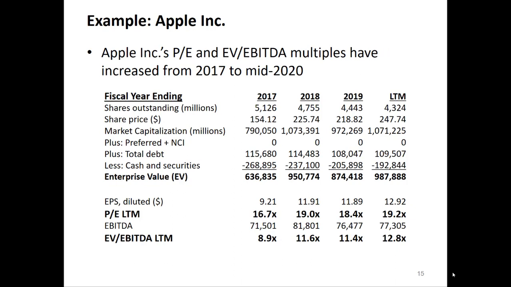Let's take a look at Apple. Here we can see data for Apple for the last 3 fiscal years plus the last 12 months calculated as of the second quarter of 2020. You can see the shares outstanding have been declining as Apple has been buying back shares, and at the same time the share price has been appreciating. The market capitalization has increased from $790 billion to over $1 trillion.